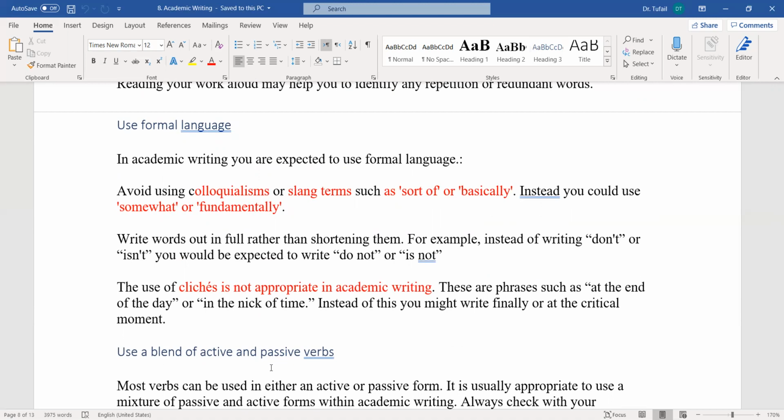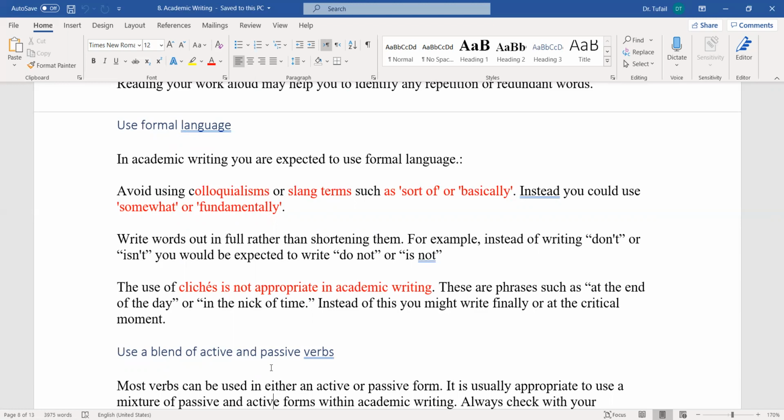These types of things and slang terms such as sort of and basically. Instead you could use somewhat or fundamentally. So avoid these words, and don't be colloquial. Don't use slang terms such as sort of. You can use somewhat, and instead of basically you can use fundamentally. So these words could help you to become more formal in your language.